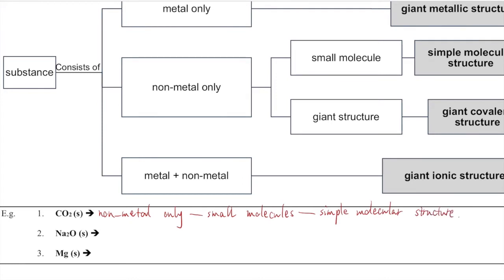Okay, then the next example, sodium oxide. Okay, sodium is a metal, oxygen is a non-metal, so that's metal plus non-metal. So it would adopt a giant ionic structure.